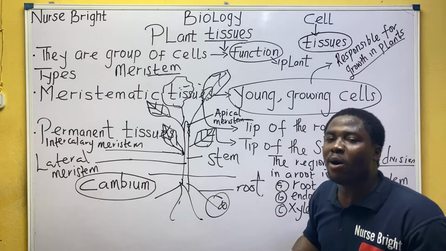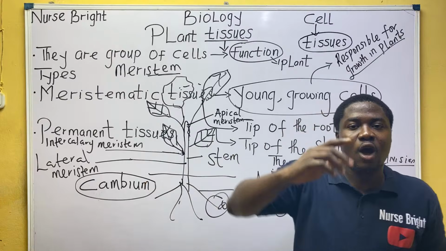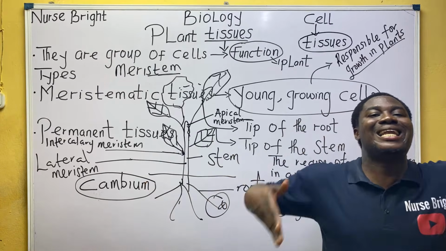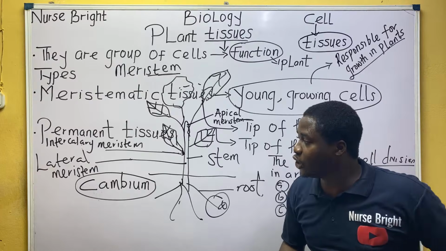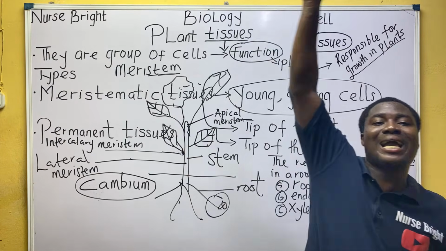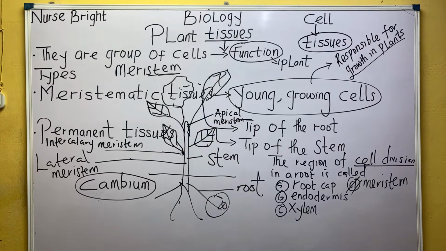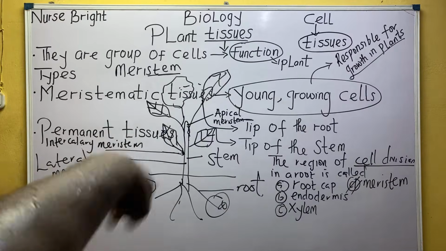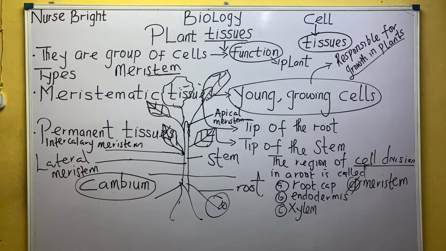Some of them are found in the side, the body of the stem. They call those lateral meristematic tissue. And some are found at the base of a leaf, the intercalary meristem. So this cambium is a meristem in the stem in general, and I will tell you its function.